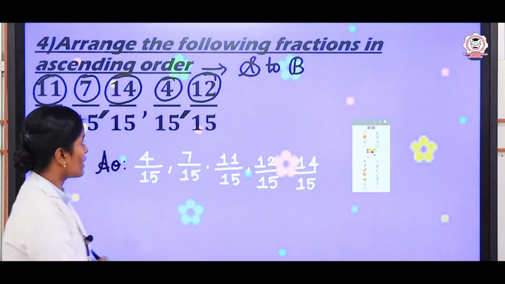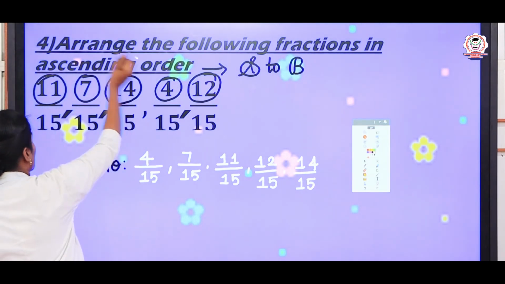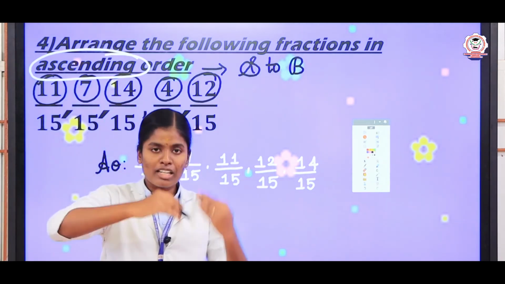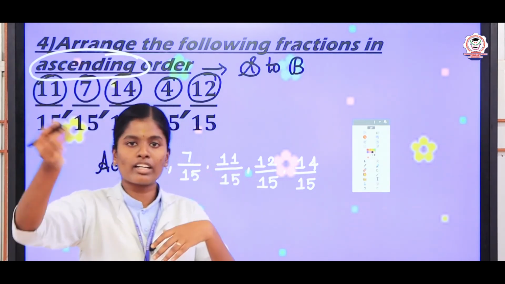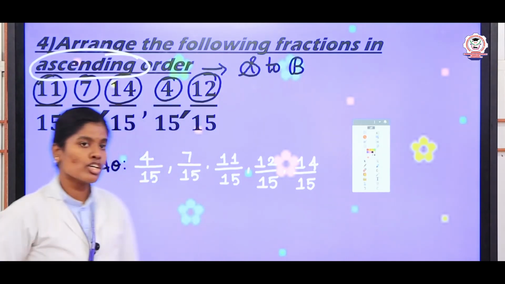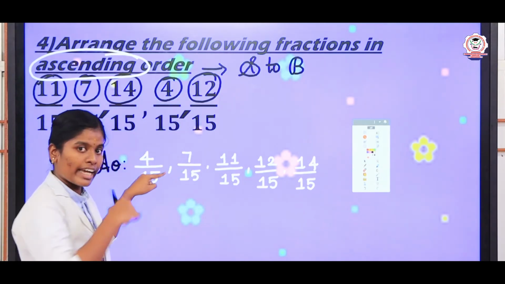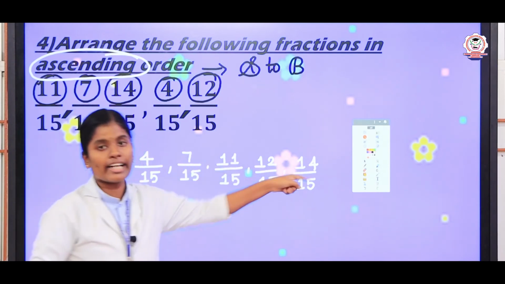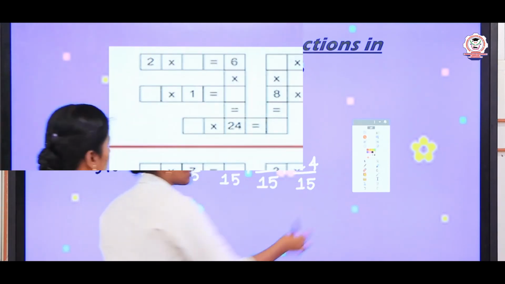The topic name is arrange in ascending order. So ascending order means when we are arranging the numbers smallest to biggest, or smaller to greater, it is called ascending order. So here the smallest number is 4 and the next number is 7 and the next one is 11 and the next one is 12 and then 14.